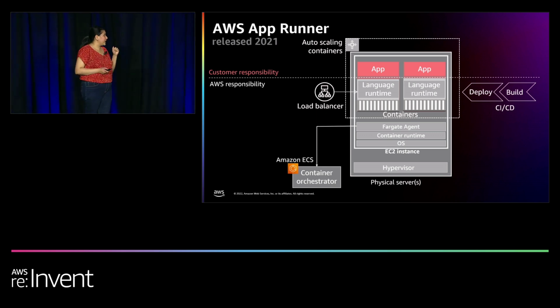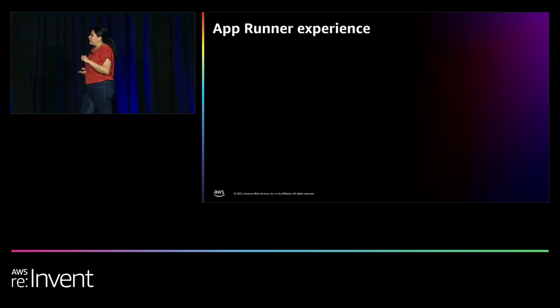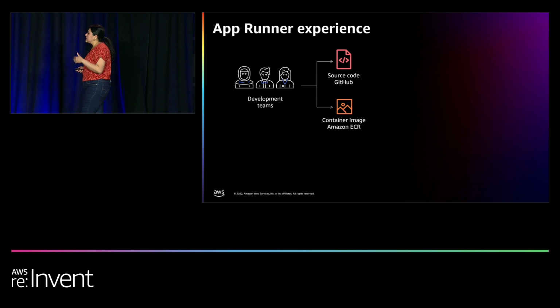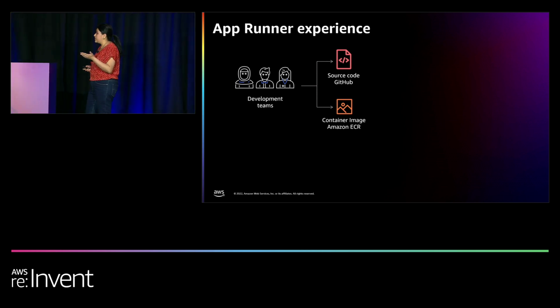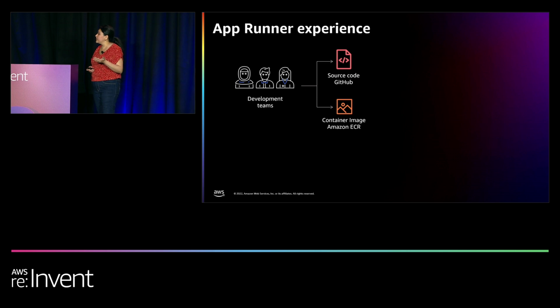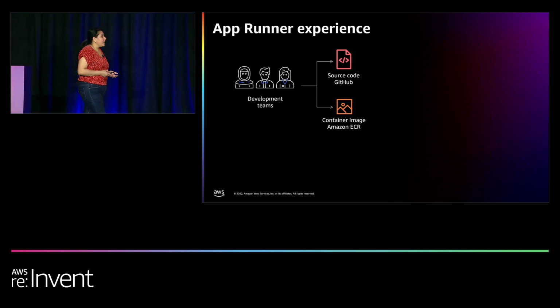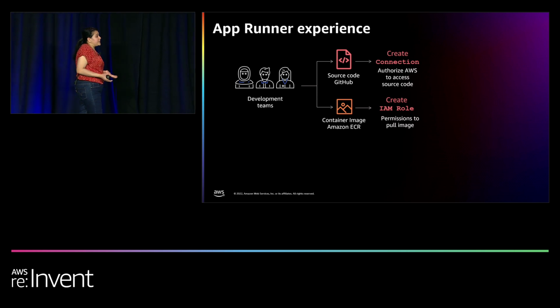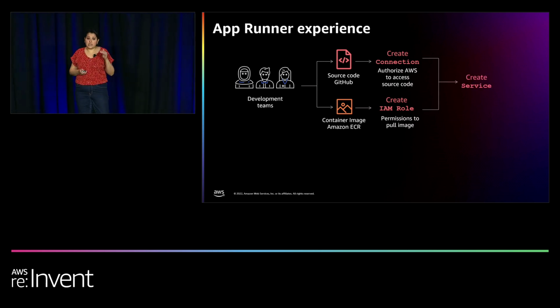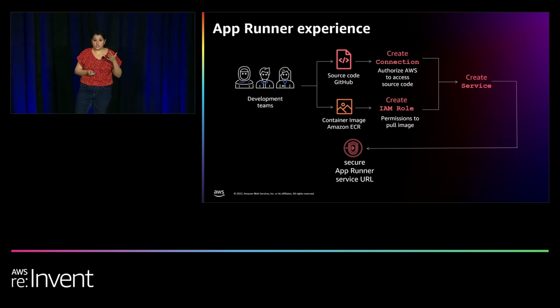So what does this experience look like with App Runner? Your teams can either start with source code directly in GitHub, or with pre-built container images in ECR. But basically, you have to give us permission to access your artifacts. If it's source code in GitHub, you have to create a connection object. If it's an image in ECR, you have to create an IAM role that gives us permissions. Then we will pull it down, and you just have to make one API call, the create service API call. And you get a URL in return against which your clients can start making HTTP requests.